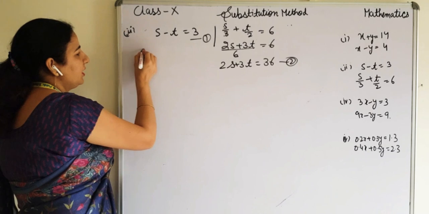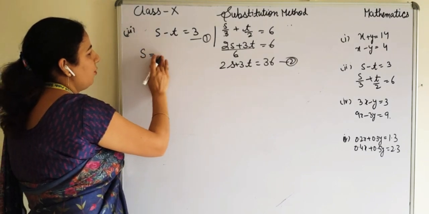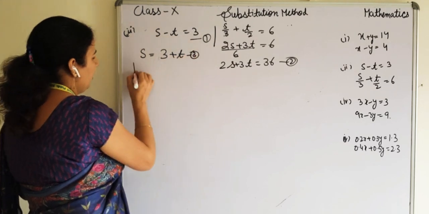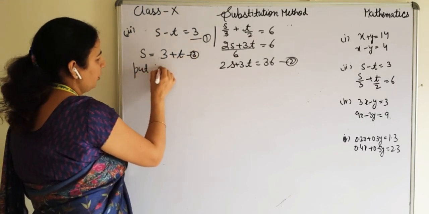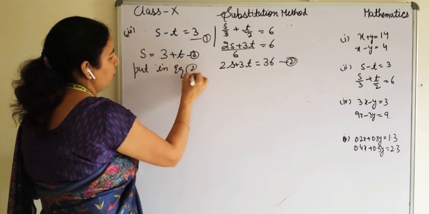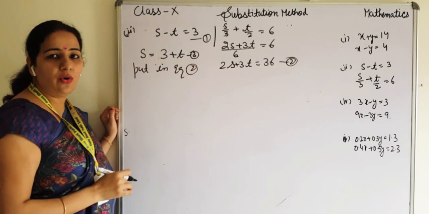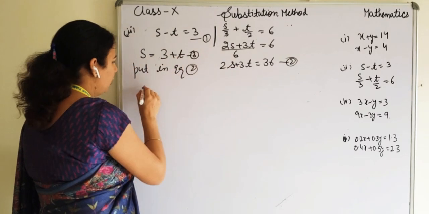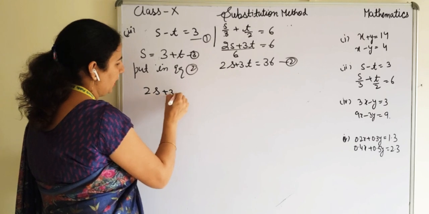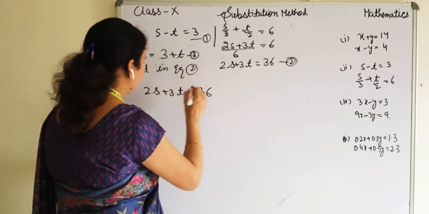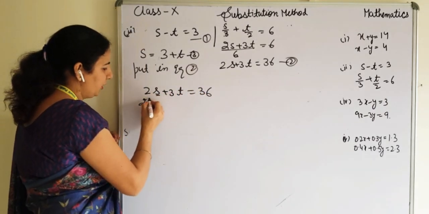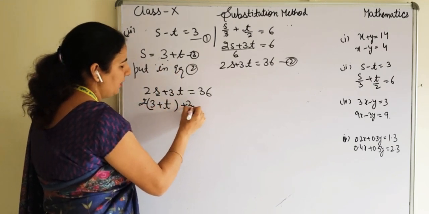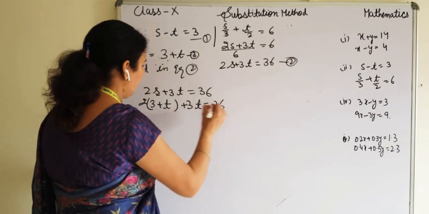Now equation number 1 is easier. I will calculate the value of s: s is equal to 3 plus t. This is equation number 3. Put this value in equation number 2. I have just calculated the value of s, and now I am going to put this value here. So 2s plus 3t is equal to 36. Instead of s, I will write 3 plus t: 2 times (3 plus t) plus 3t is equal to 36.